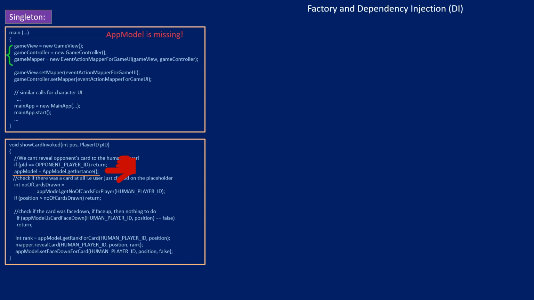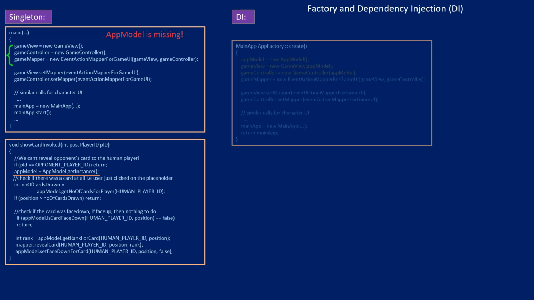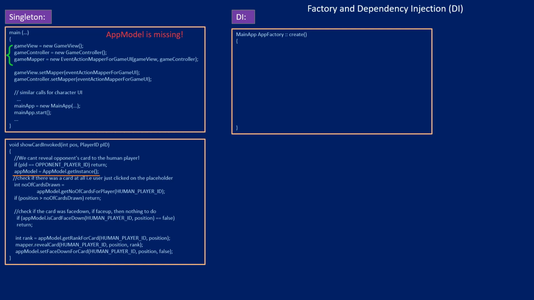Now, with dependency injection in place, we would have a factory class called appFactory, whose sole responsibility is to instantiate the classes. Also, we will not hide appModel class anymore. AppModel will be a normal class like view and controller with no private constructor. So we explicitly instantiate the appModel class here and pass its instance to view and controller's constructors. That way, we are declaring to the world that view and controller do need appModel object.